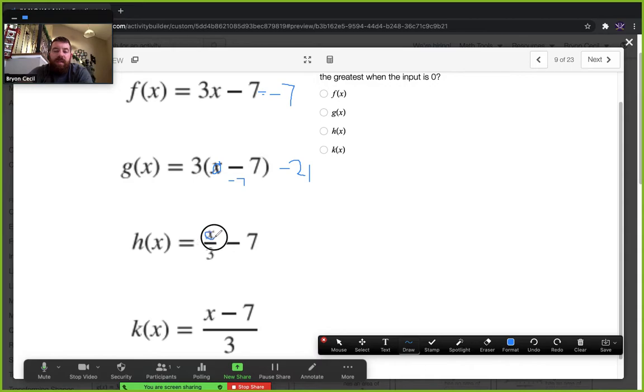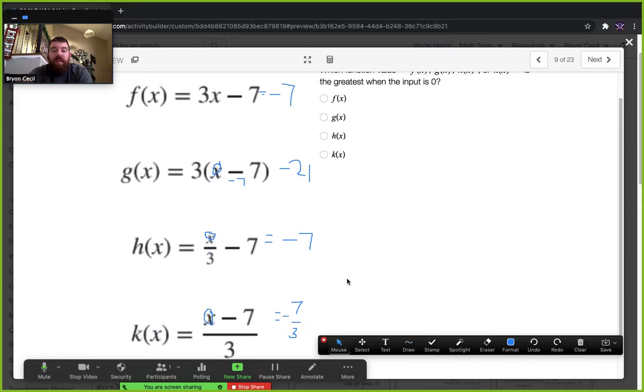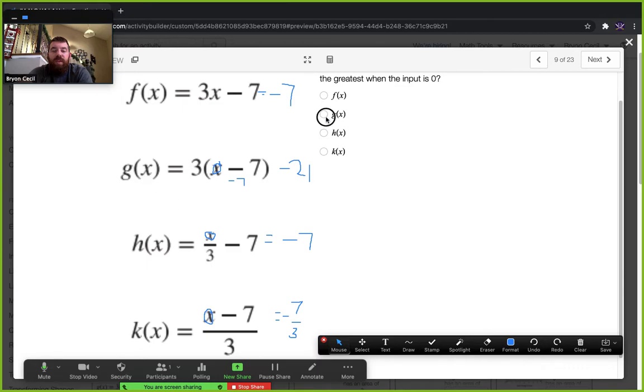Okay, 0 times 3 is 0, so this is going to give me a -7. And then 0 minus 7 is -7, and then this is going to give me a -7/3. Okay, so we can see here, guys, that when we do these, g of x is the greatest.